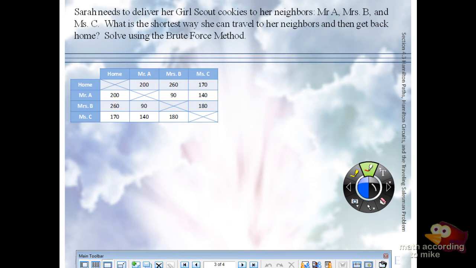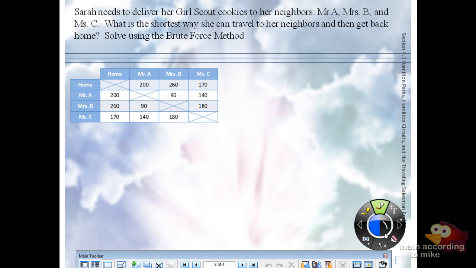So they might give you the weighted graph from the get-go. In this case, they gave us a table, so that means we have to first find the weighted graph. How many vertices do we need? 4, because we need one for where she lives. I'm going to just call that H. We need one for Mr. A, Mrs. B, Ms. C.